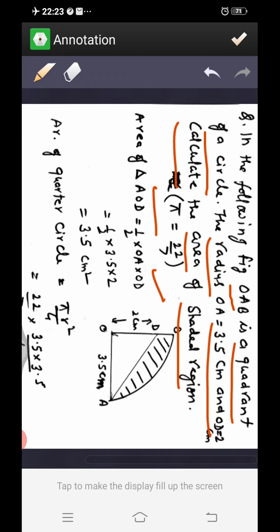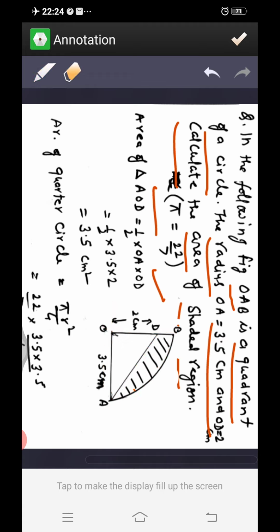So this figure is given here. You can see that this much is a quadrant of a circle, and this part is a triangle. So we have to find the area of shaded region. Clearly we can see if we subtract area of triangle from area of this quarter circle, we get this area of shaded region.